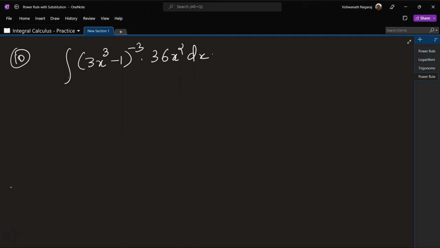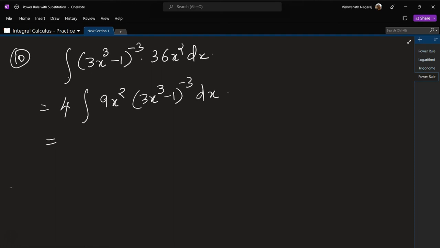Even without doing actual substitution, in your mind itself you can do that. You know, if you differentiate this, you get 9x square. x square is perfectly fine, but only 9 is there. So let's take 4 out. So this will be 4, 9x square, right? 3x cube minus 1 to the power of minus 3 dx. Okay, you know what? It's better to do the substitution, right?